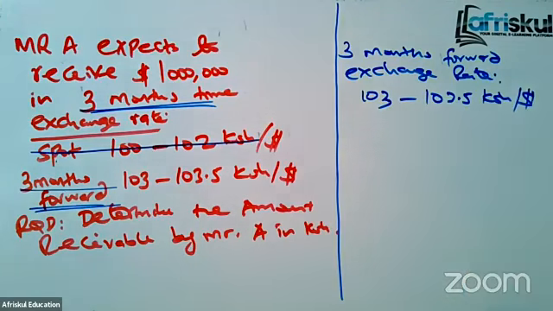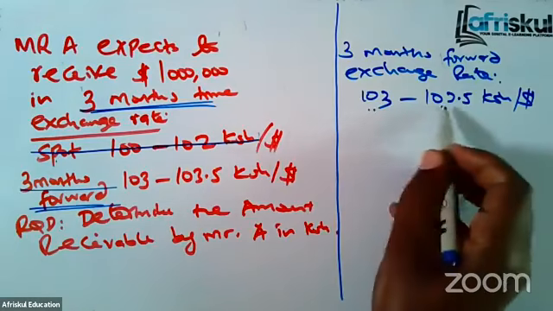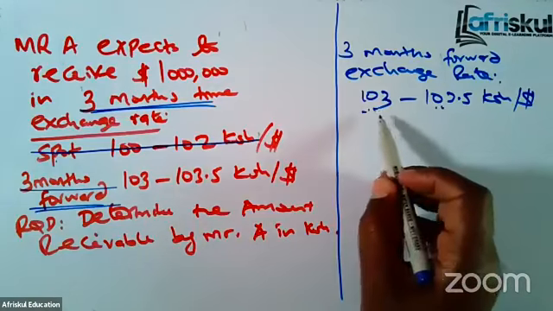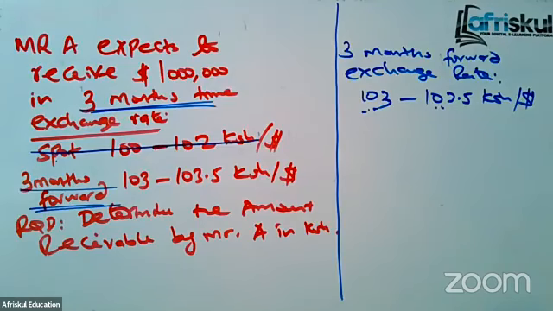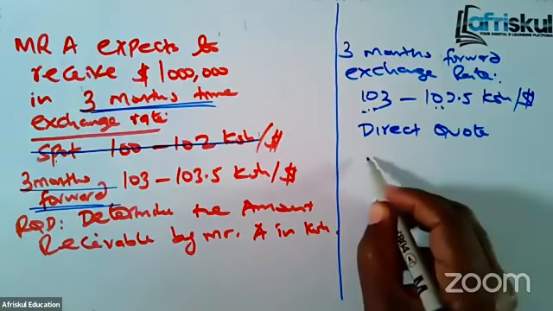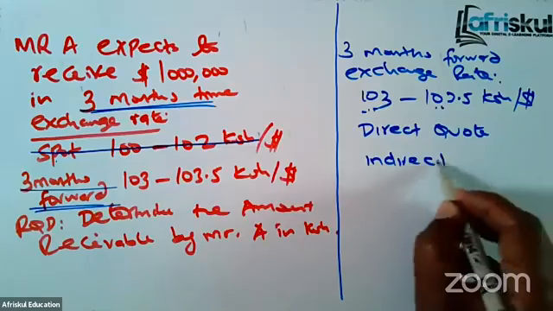Now, ladies and gentlemen, having discovered this, the next thing is, between the two rates, which one is the buying rate and which one is the selling rate? Remember what we said in our normal classes, or rather for those of you who have registered with every school, we have two types of quotations. I hope you're taking your notes. We have the direct quote, and number two, we have the indirect quote.